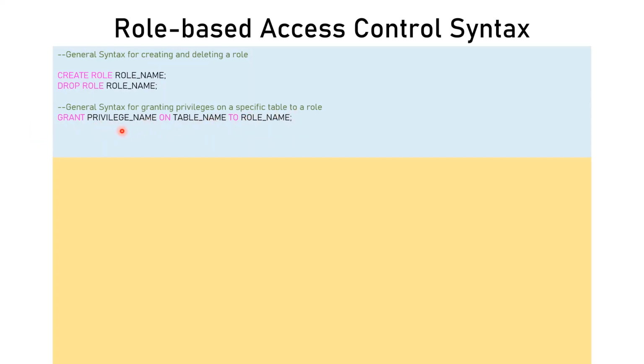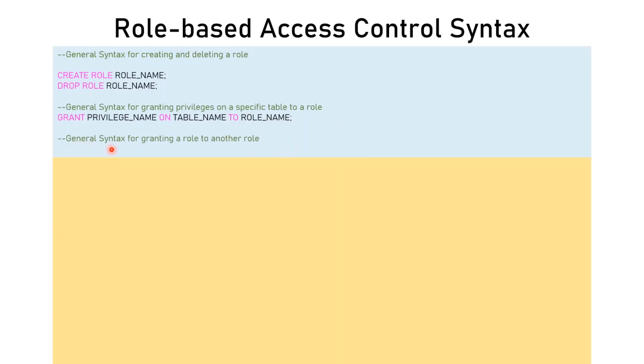Privilege name is the name of the permission or the privilege that you want to grant. Table name is the name of the table on which you want to grant those privileges. Finally, role name is the role to which you want to grant those privileges. We will take a look at an example in detail to understand this whole statement.